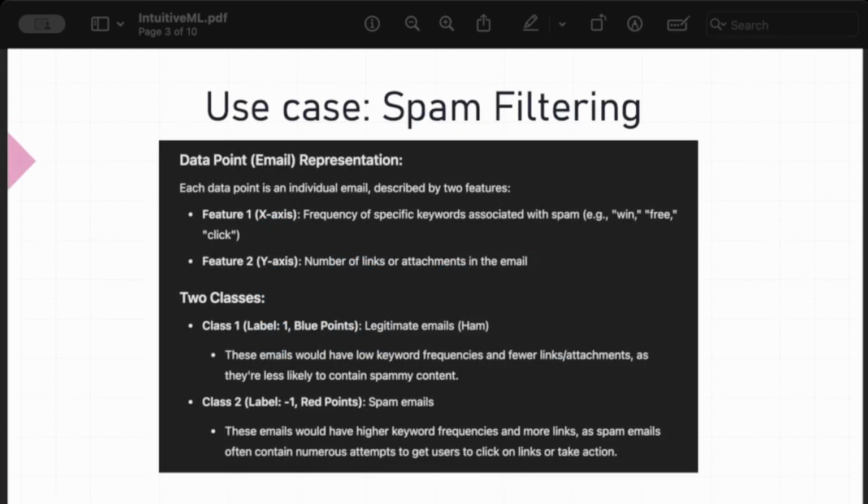So let's look at a concrete example. We'll take spam filtering. And for simplicity, we'll just start out with two different features. So we're going to have two input variables. The first is the frequency of keywords that we'll say are associated with spam. You have some examples here, the word win, free, or click. The other dimension or feature we're going to look at is how many external links or attachments are in the email. So that's our input data. And then the classification or the output that's going to come is either class 1 or 2. It's either a legitimate email or we think it's spam.